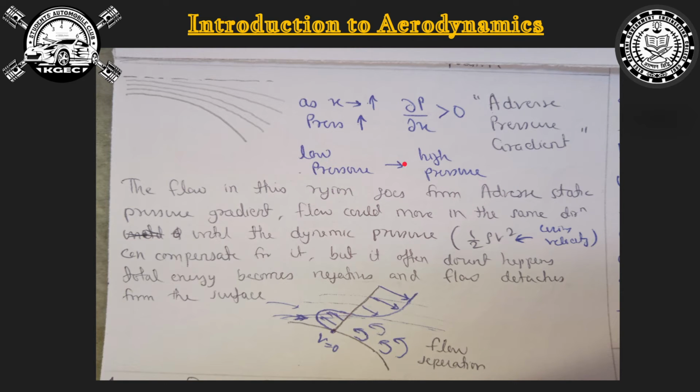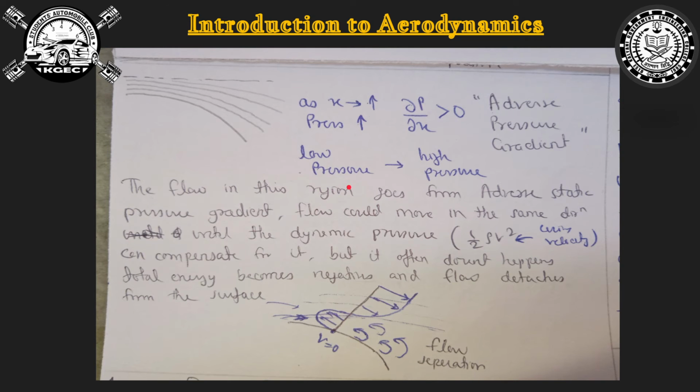This is not the gradual flow. This is not what the fluid wants. In practice it does not want to flow from low pressure region to high pressure region. This is called adverse pressure gradient, and mathematically this is the condition that dou p upon dou x is greater than 0. So what happens here is that you might ask how the flow is taking place from low pressure region to high pressure region. It should always happen from high pressure to low pressure.